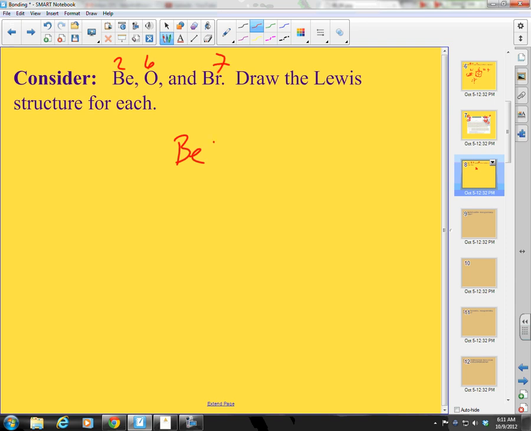Beryllium has 2. Let's do it this way. There's 2 for beryllium. Oxygen, 6: 1, 2, 3, 4, 5, and 6. Doesn't really matter where. Good. And bromine, 7: 1, 2, 3, 4, 5, 6, 7. There we go. And does it really matter where these dots are? No. As long as you have 2, 6, 7 surrounding your symbol, and there's no more than 2 on a side in general. Got it?